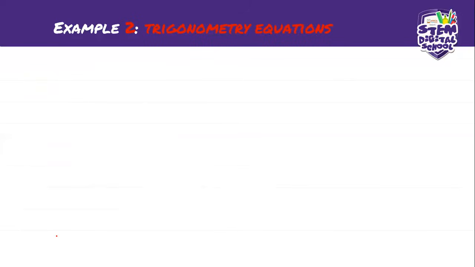Example 2, we're still on trigonometry equations. Solve for theta if theta is an element from 0 to 360, without the use of a calculator, if 2 sine theta minus cos theta equals 0. Now let's see how to answer this question.